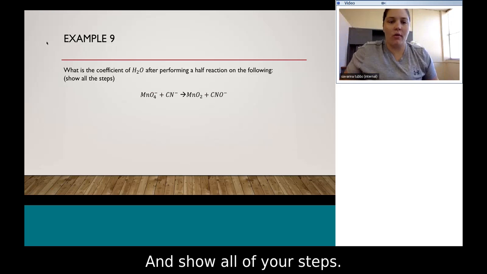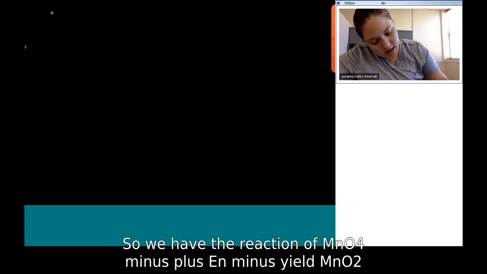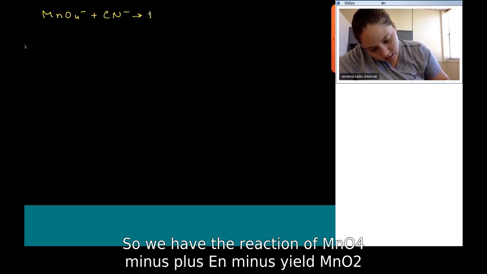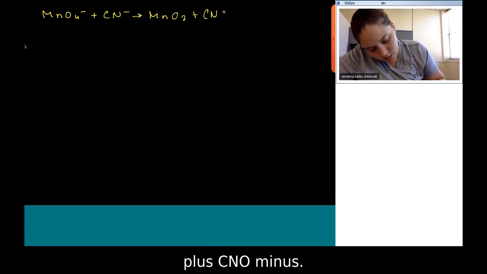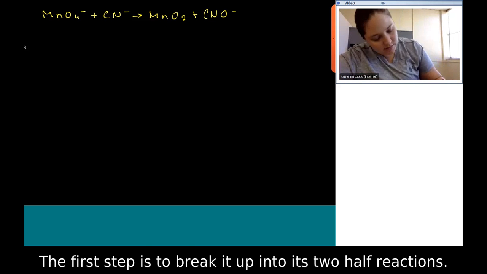And show all of your steps. So let's go to our boogie board. So we have the reaction of MnO4 minus plus CN minus yields MnO2 plus CNO minus. First step is to break it up into its two half reactions.